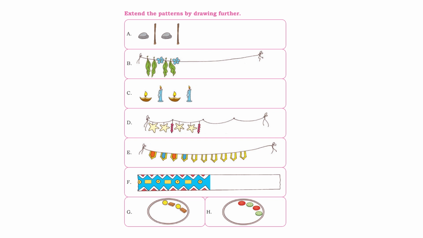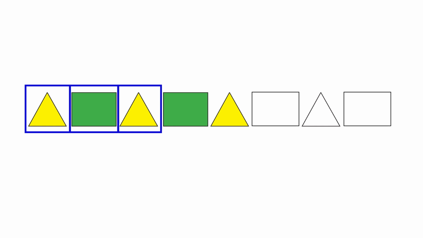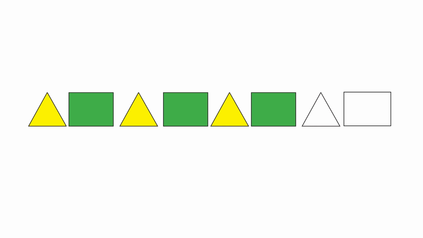Let's have a look at some more patterns of shapes. Children, what do you see? Yes, right. One yellow triangle and one green rectangle. Again, one yellow triangle and one green rectangle. Let's complete this pattern by coloring. Tell me which color to fill in the next rectangle. Observe it and tell. I'm sure you know the answer. Right, green color. You all are doing good. Now what next? Tell me which color to fill in the next triangle.